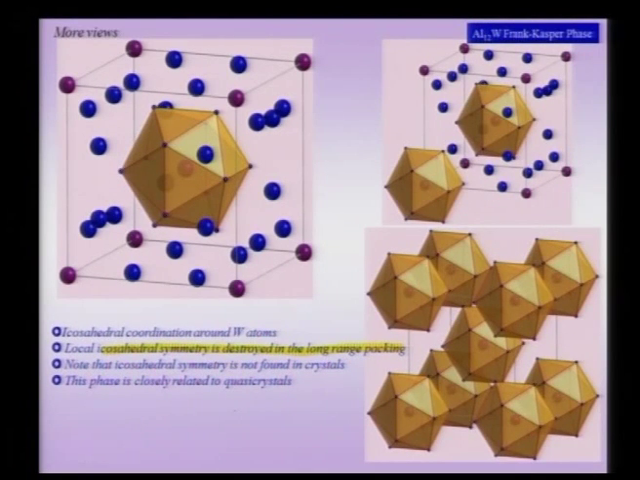So, this icosahedral symmetry I am talking about is an m-3-bar-5-bar kind of symmetry, and this symmetry is broken in the long range ordering of the atoms in this alloy. An important point about this compound is that it is closely related to the quasicrystals.